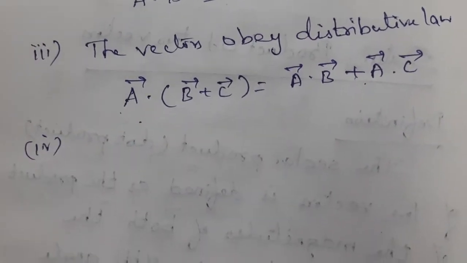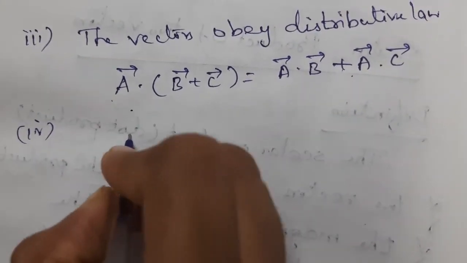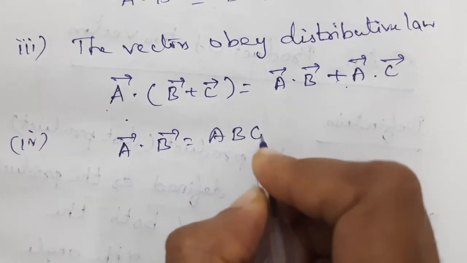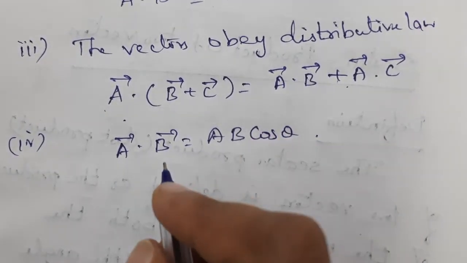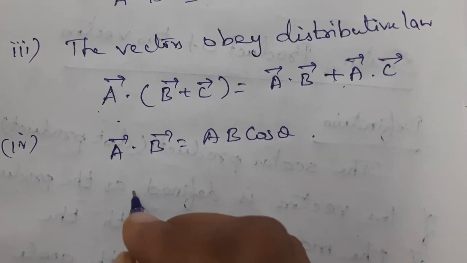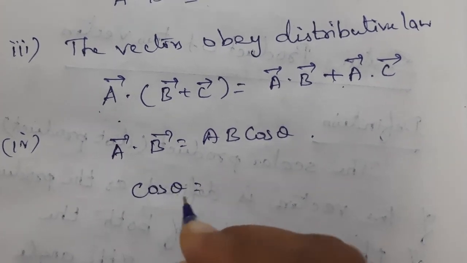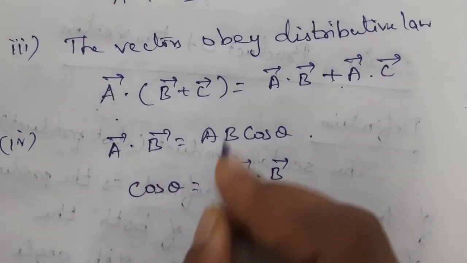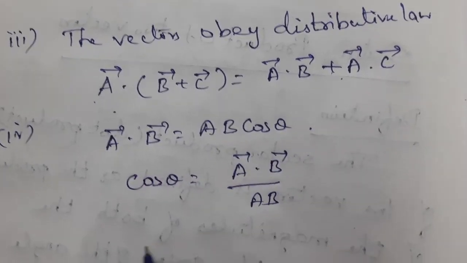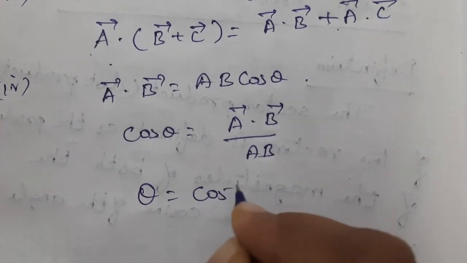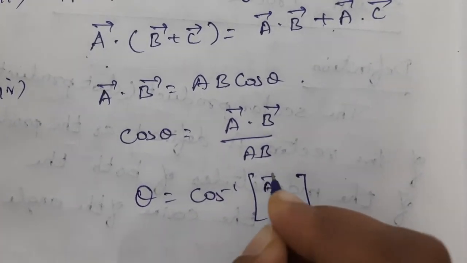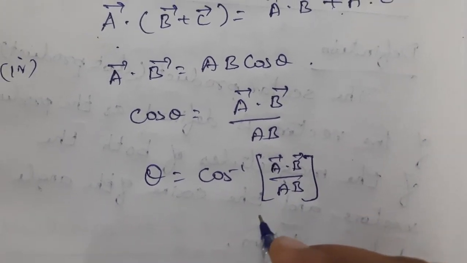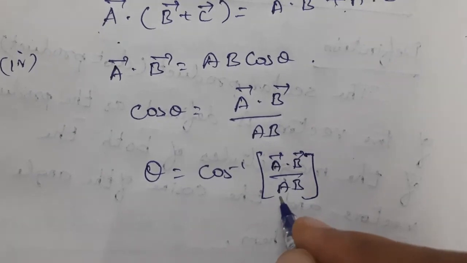Fourth one, that is we have A dot B equal to AB cos theta. From this, cos theta can be written as A dot B by AB, or else theta is equal to cos inverse of A dot B by AB. The angle between the vectors theta equal to cos inverse of A dot B by AB.